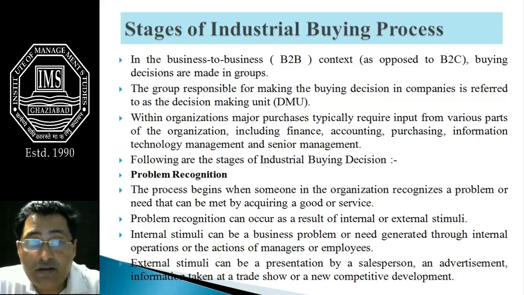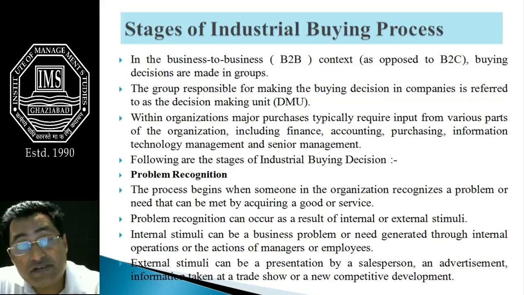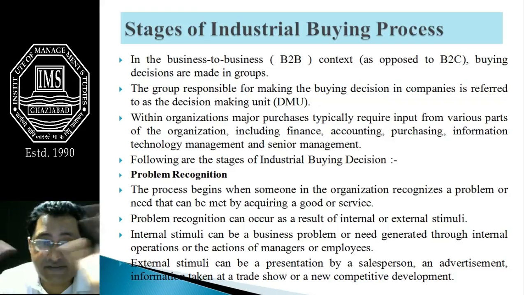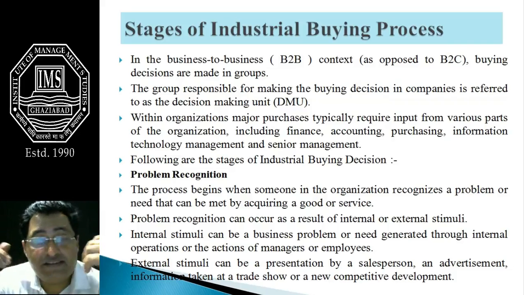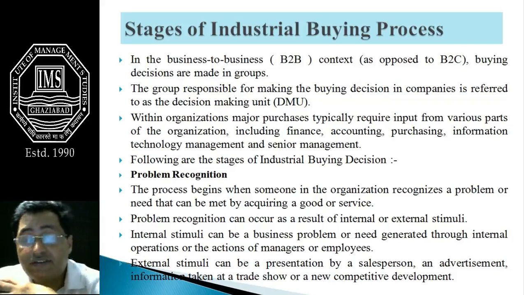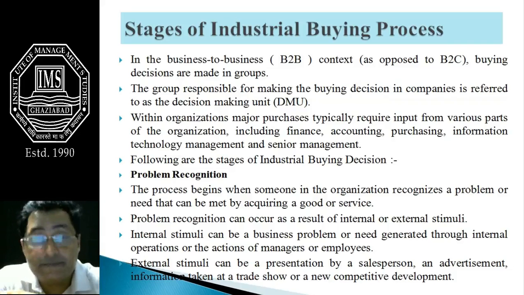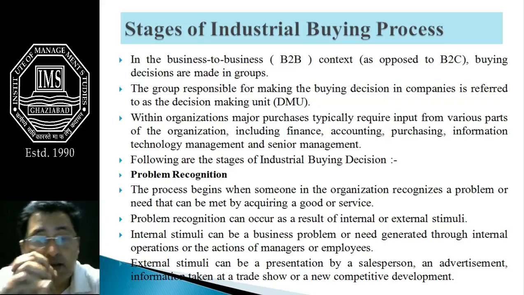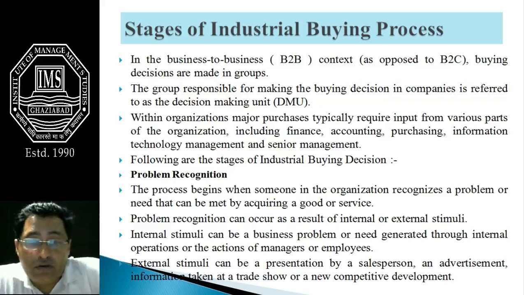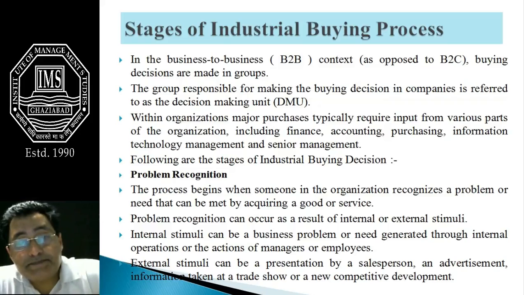The second one, these groups responsible for making the buying decision in companies are referred to as the decision-making unit. So in the initial buying process, the company makes a unit of people who make decisions in terms of purchasing the product. From where? What quantity? At what price? Who will be there? At what time should the product be available? What are the terms and conditions? Everything that the people under the DMU make a decision on.